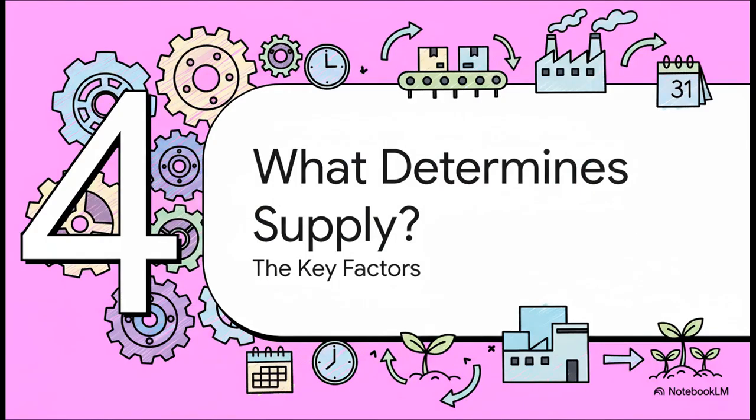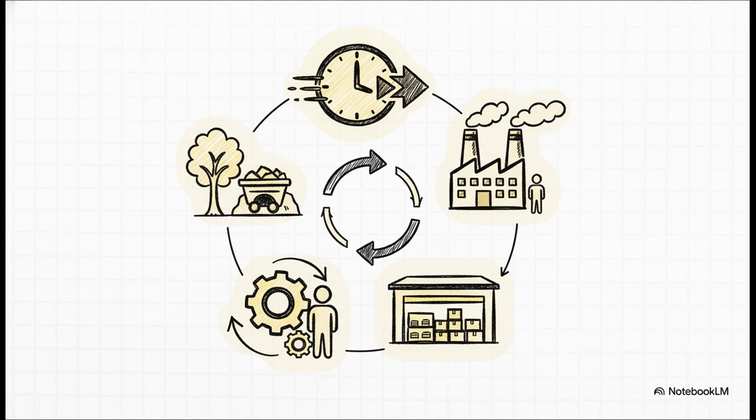So what actually determines this stretchiness? Let's break down the key factors at play. There are a few big ones. First, time to respond. We've already touched on this. How fast can you really ramp up production? Then there's spare capacity. Are there factories just sitting there ready to be turned on? Level of stocks is a big one. Are there warehouses full of the product ready to ship? You also have to think about factor mobility. How easily can you move workers and machines from making one thing to making this thing? And finally, the availability of raw materials. Can you even get the stuff you need to make more?